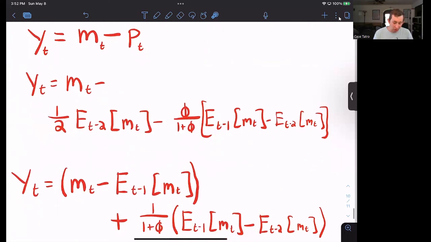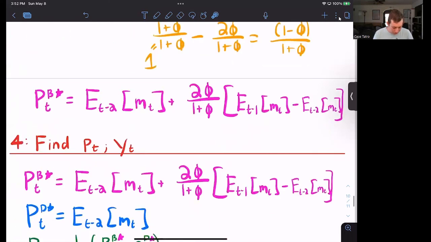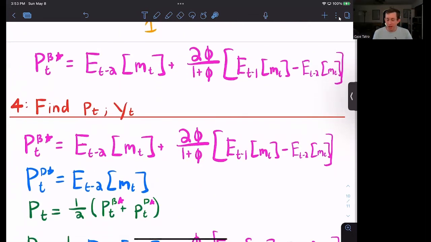We have solved for the price level. We have solved for the overall output. We've solved for Dave's optimal price. We've solved for Bill's optimal price, and we are done. Super complicated mathematically, but hopefully this gives you a better sense of how to go through and derive the Fischer model.